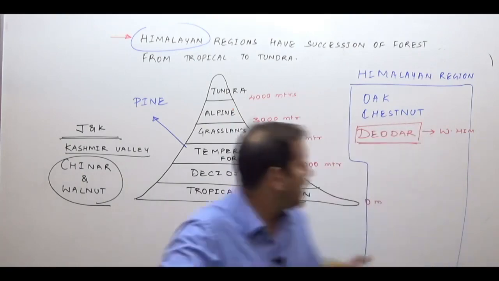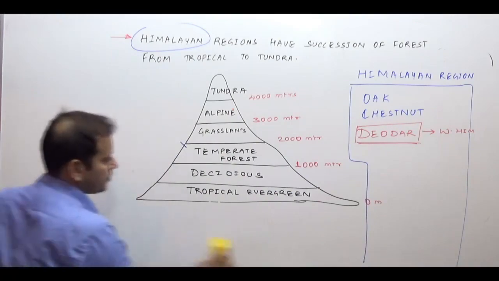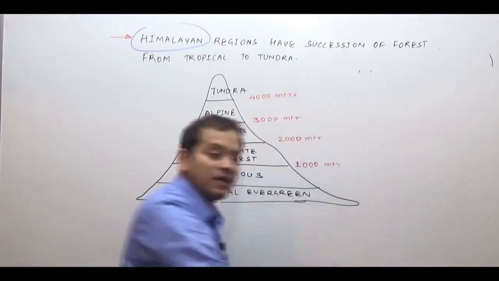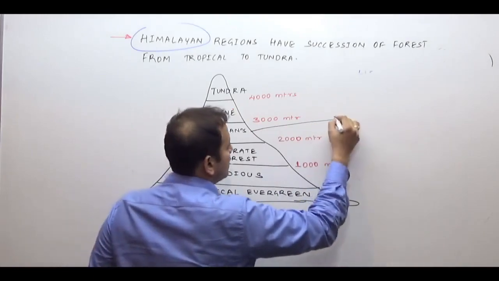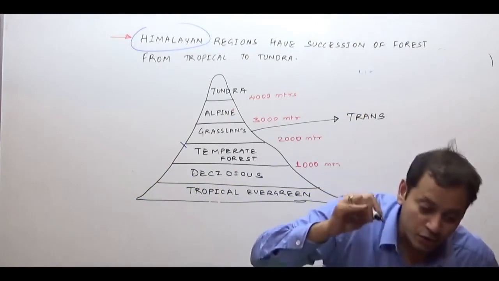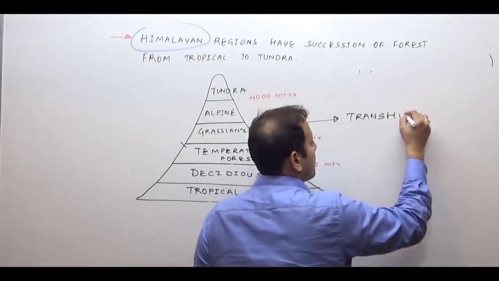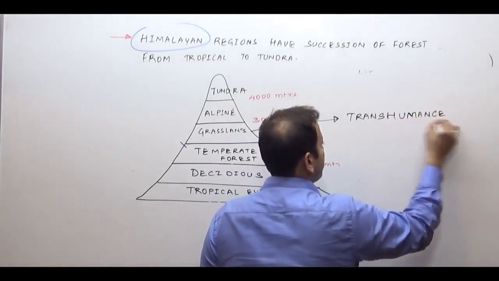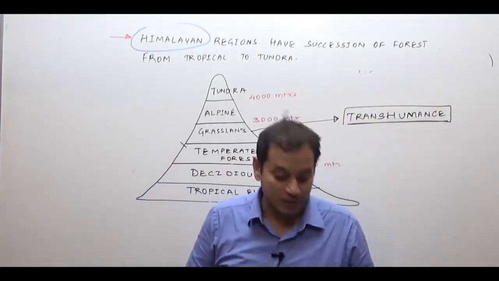Now, if you go still higher, there are these grassland regions. In the grassland region, there are some of the tribes which practice a very interesting phenomenon which is known as transhumance. They practice a kind of migration which is known as transhumance. Now, what is this transhumance?